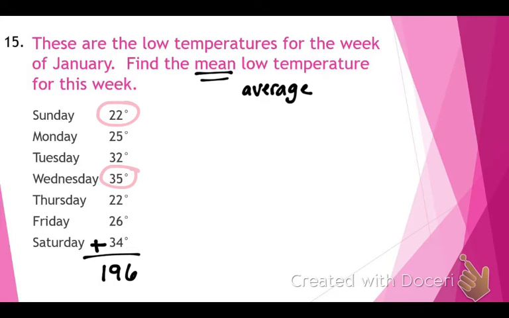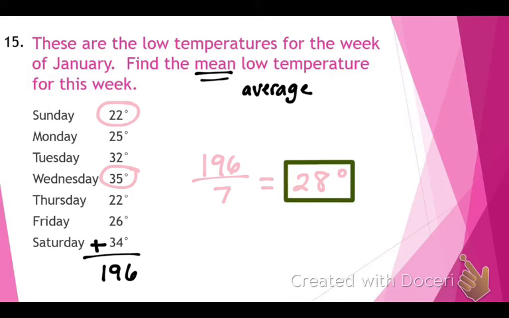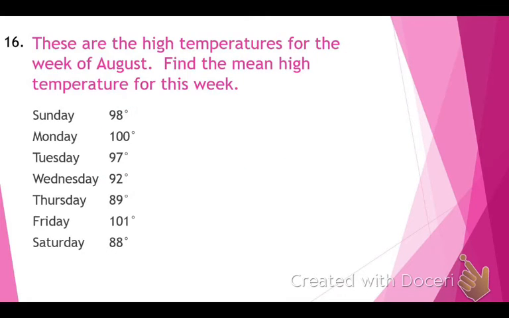All right, what was the answer when you took 196 and divided it by, there were 7 numbers in this data set. What's that answer? 28. Not 28%. What should it be, guys? 28 degrees. All right, guys, so this problem, you guys can put your boards down.